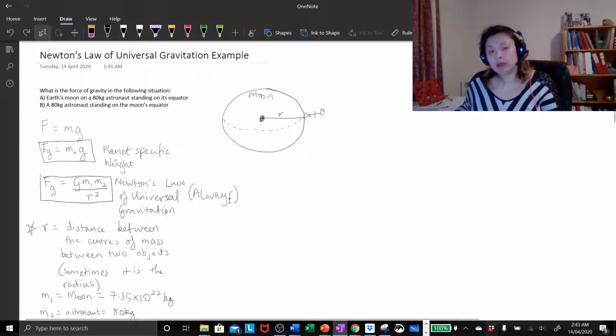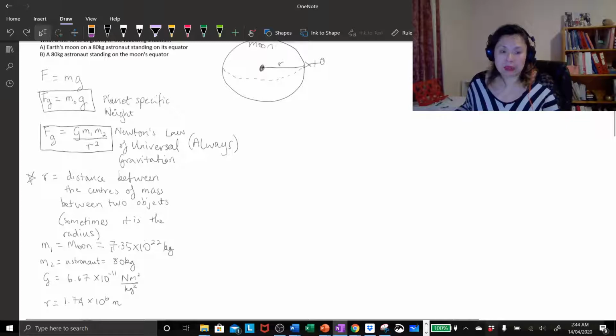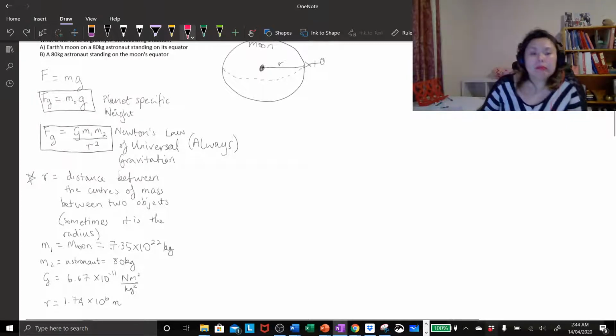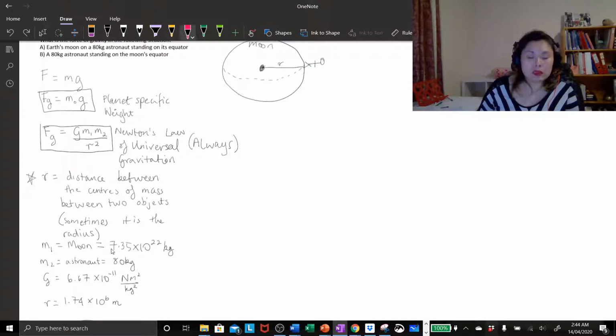For those of you who are in my class, in your textbook there is an appendix that has astronomical data, and this is where we got this data that I'm about to go through. So, the first mass, mass 1, is the moon, and the mass of the moon is 7.35 times 10 to the positive 22 kilograms. And then the mass of the astronaut, which is in the question, is 80 kilograms. The gravitational constant is 6.67 times 10 to the negative 11 newton meters squared per kilograms squared.